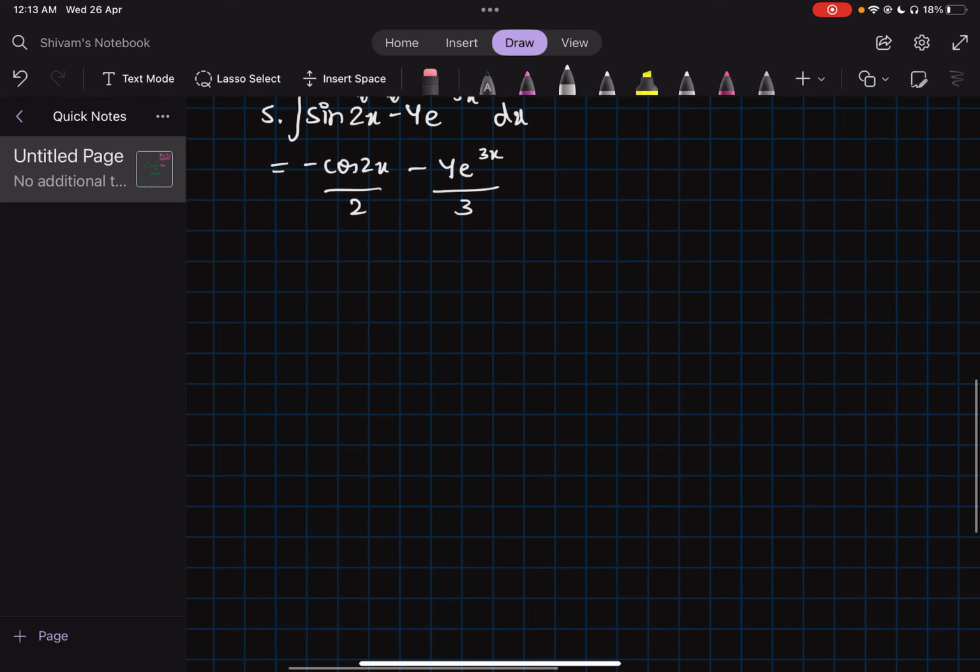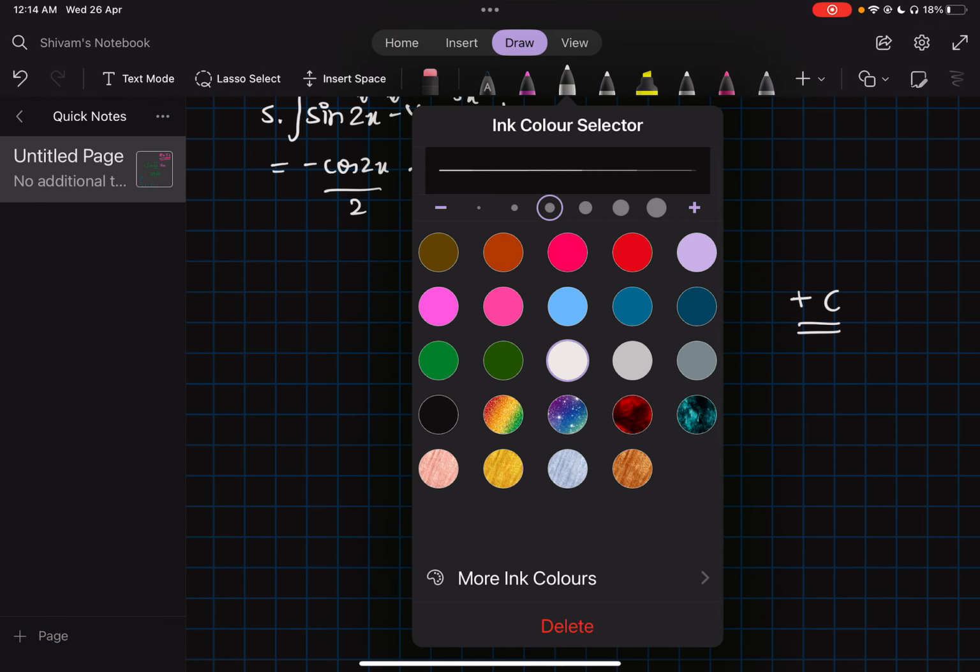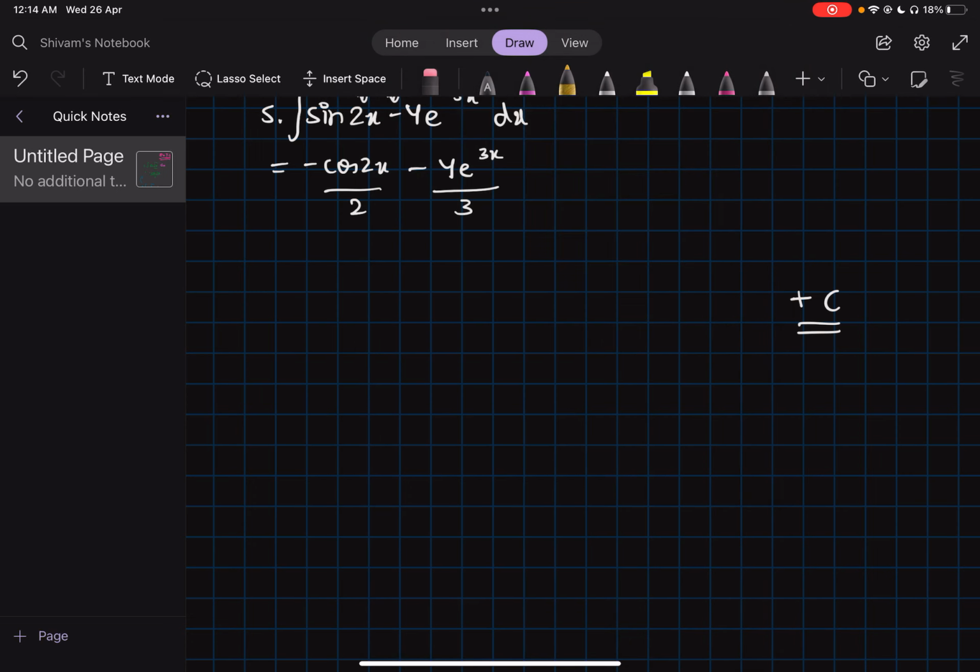So from the sixth question onwards, we need to find the family of integrals, because we're not asked to find an antiderivative, we're meant to find the general antiderivative. So we're always gonna add a plus c. If you forget this, you'll lose marks. So please remember to write plus c, right?